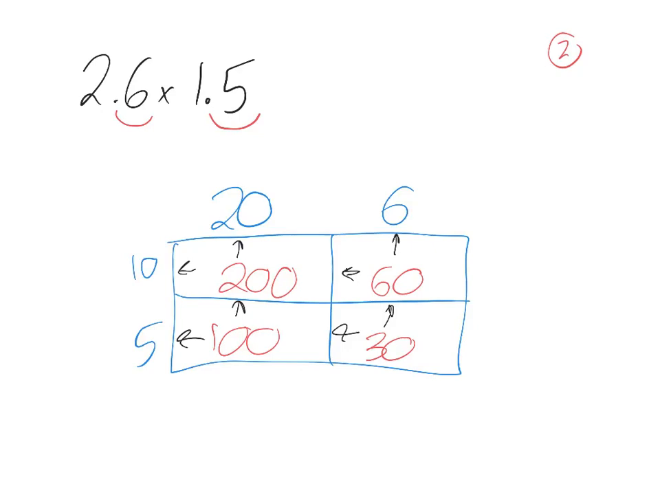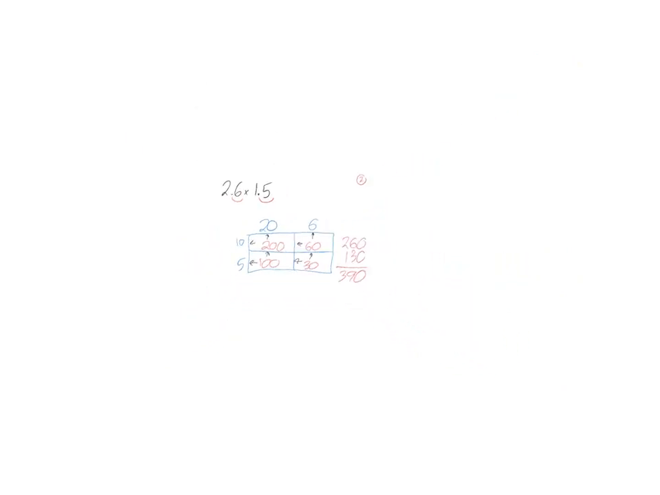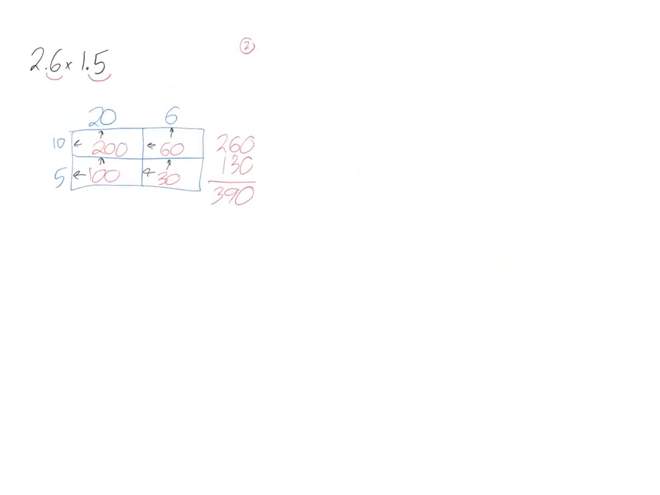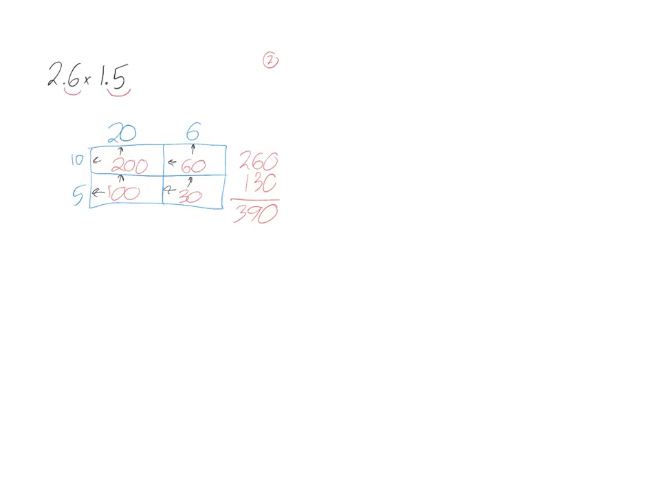Now to find my answer for the two numbers when I multiply them together, what do I do? I have these 4 numbers, the red ones. What do I do with those? Good, I add them. So I have 260 and I have 130. So I just added across, and that's going to give me 390. All good so far? I'm going to put that all up in the corner so we can still see it. Now I have an answer of 390.